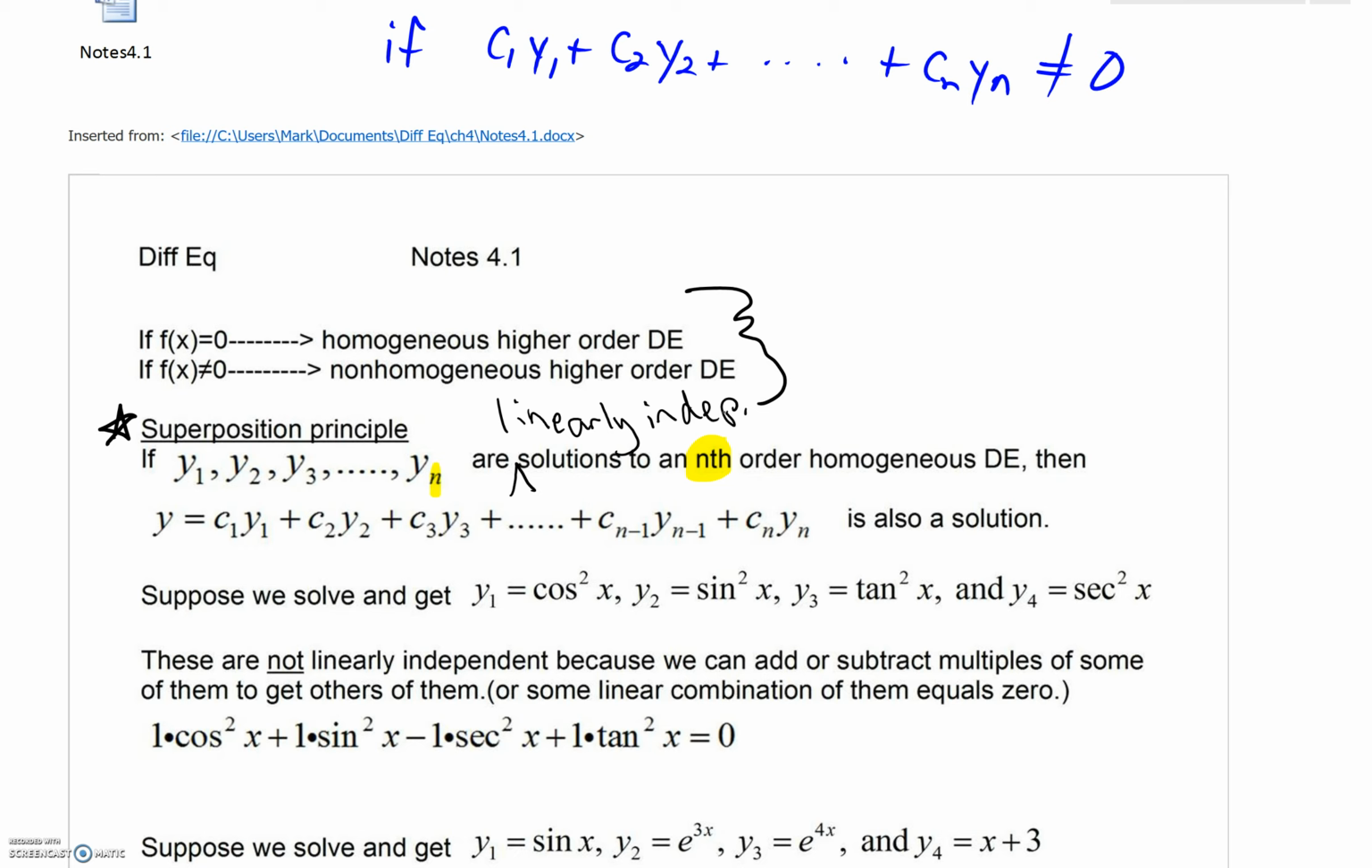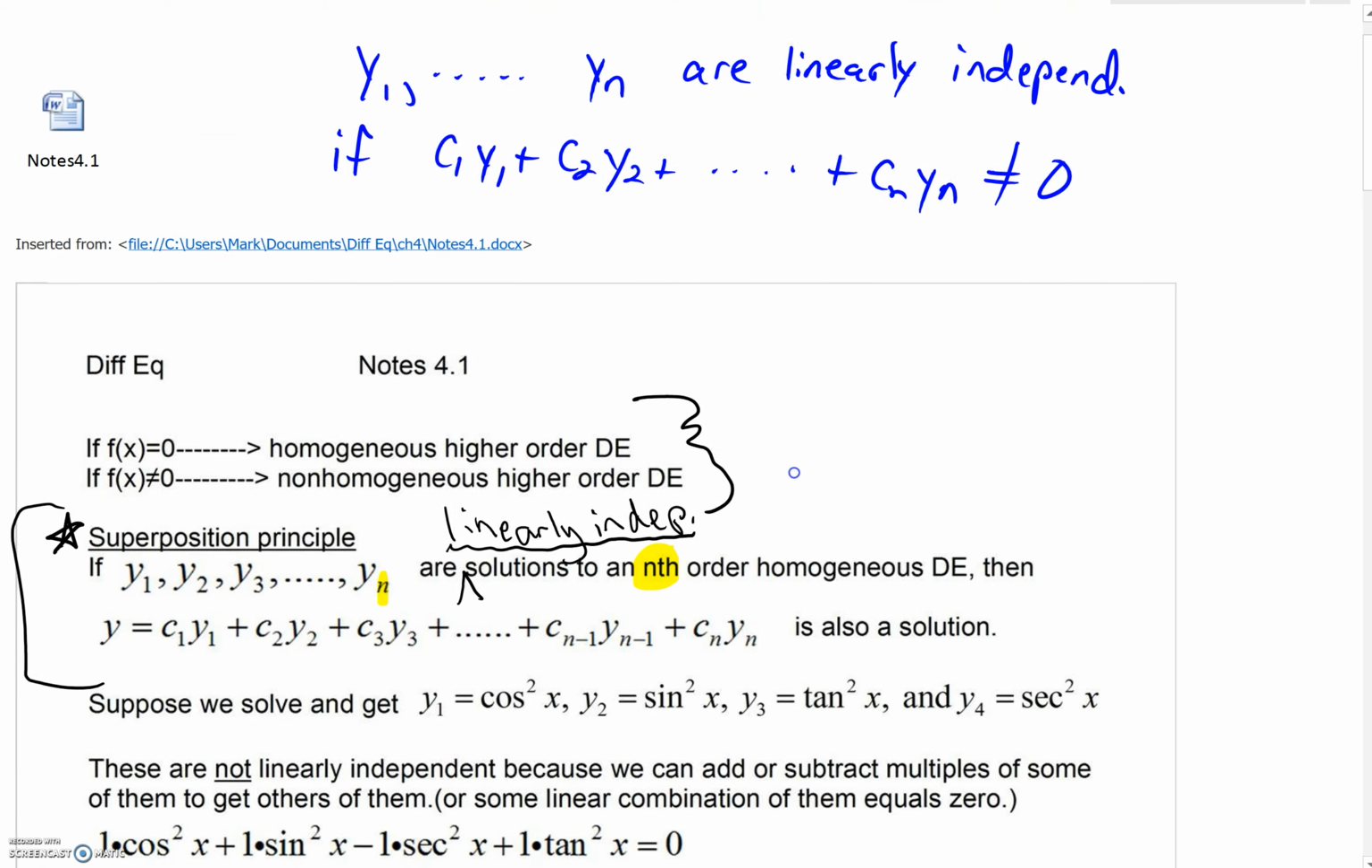Likewise, if our right-hand side f of x is not equal to 0, we have a non-homogeneous higher order differential equation. And take a look at this superposition principle. If you have y1, y2, all the way up to y sub n solutions to an nth order homogeneous differential equation, and we're saying these are linearly independent.